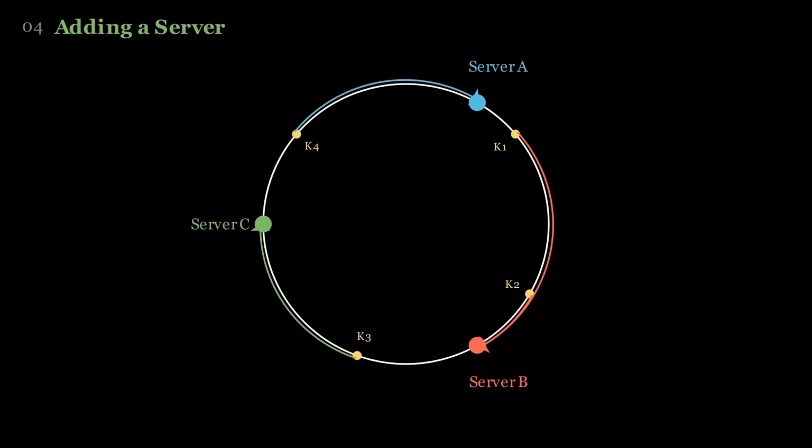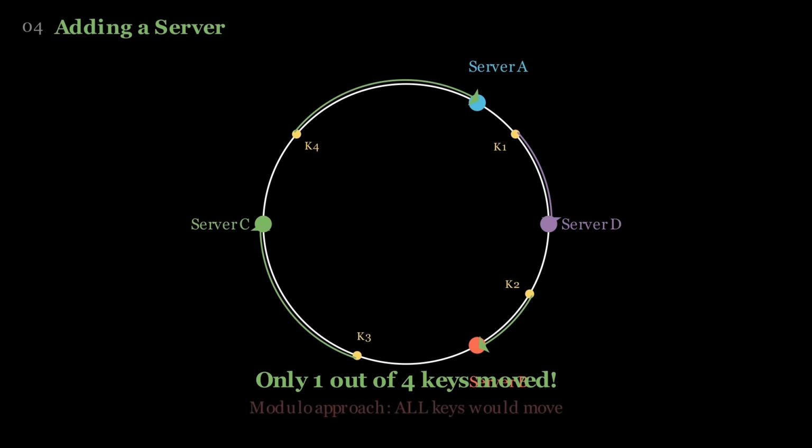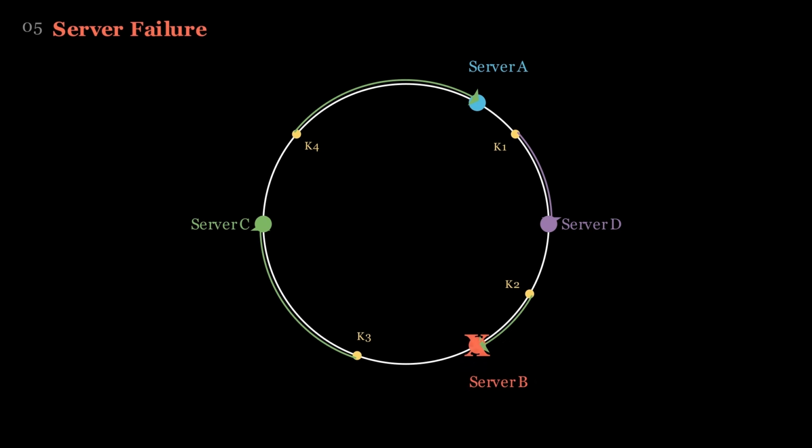When server D joins, it drops in between 2 existing servers, and only the keys in that new stretch of the ring move over. Just 1 key out of 4 in our example, whereas with modulo, every single key would have moved. When a server crashes, its keys flow clockwise to the next server on the ring, and only that server's keys move. Everyone else stays completely untouched.